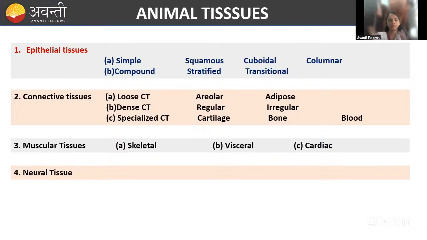Just recall, guys, which are the types of tissues. You already studied these in your 7th or 8th standard. There are 4 types of tissues. One is the epithelial tissue. Second one is the connective tissue. Third one is the muscular, and the fourth one is the neural tissue.